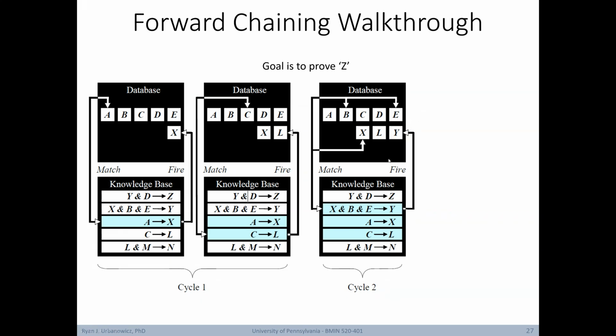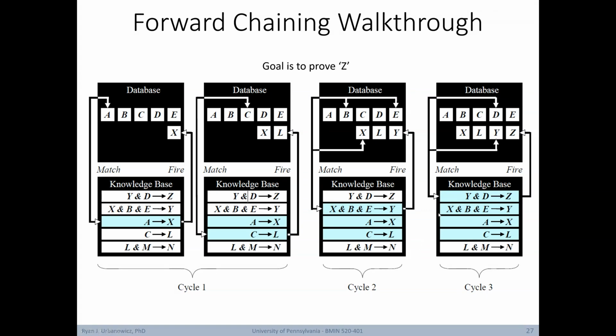However, Y was just added, so we can't yet trigger this rule, and we don't know L and M, so that ends this next cycle. In our third cycle, we now have A, B, C, D, E, X, L, and Y, and at this point we can now trigger the Y and D rule, which lets us put Z into our fact base.